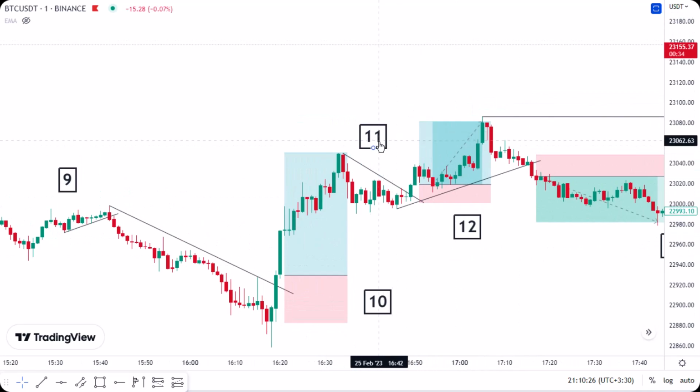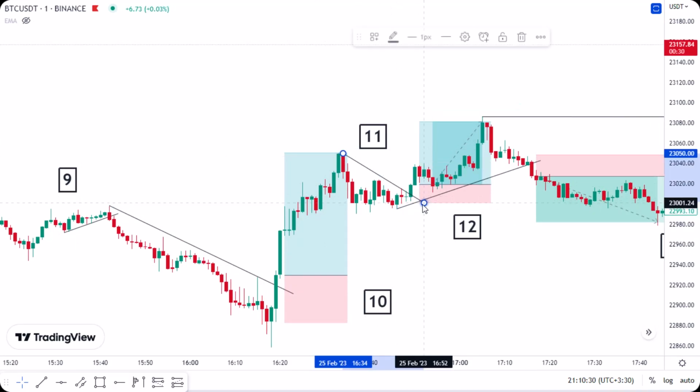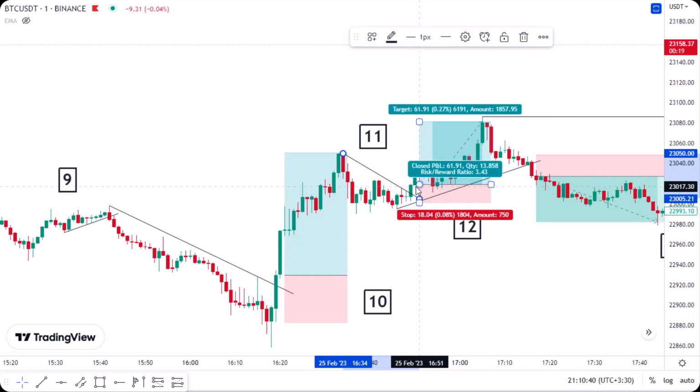On trade 11 we have this trend line here where the price was going up and made a correction like this, and when we see this shadow we extend it until we see this green candle breaks this trend line.